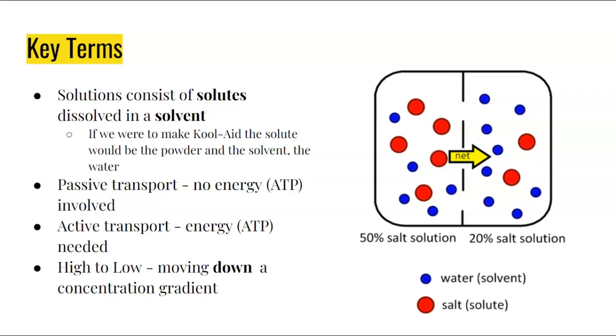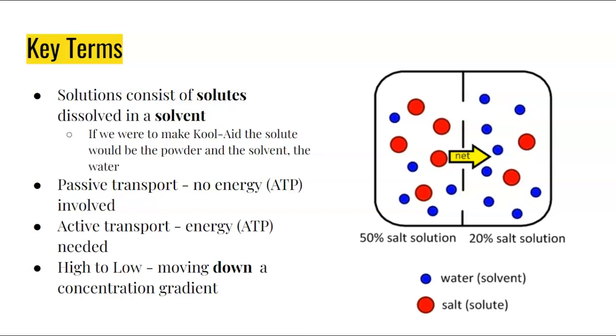Then there are two main types of transport. There's passive and active, and the main difference is whether energy is there. So passive transport is no energy, and active transport needs energy to be able to do the transportation.